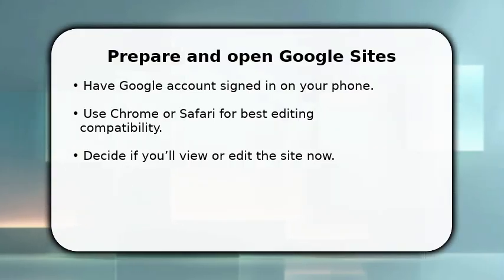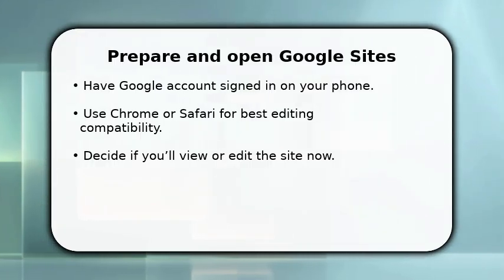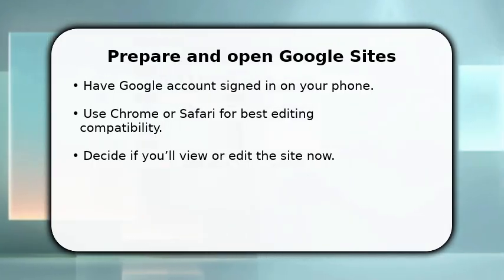You start by making sure you're signed into the Google account that owns or edits the site. This unlocks editing rights. Once done, open Chrome or Safari. These browsers handle Google Sites reliably on mobile. Make sure to choose whether you only need to view the site or to edit it. That decision changes which interface you use.